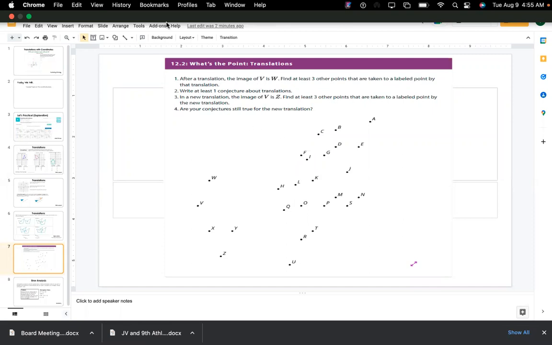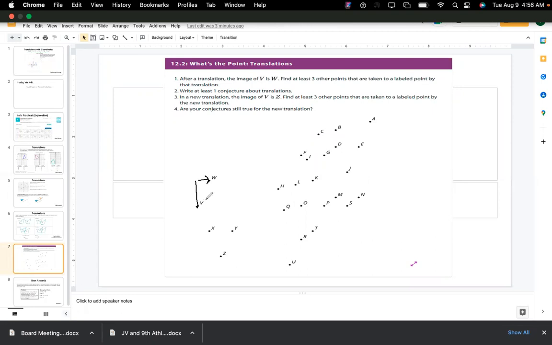Okay, so after translation, the image of V is W. So we went from here to here. Find at least 3 other points that are taken to a labeled point by that translation. Okay, so I know we're not on a grid, but let's look at what happened. So we went up and to the right some amount.